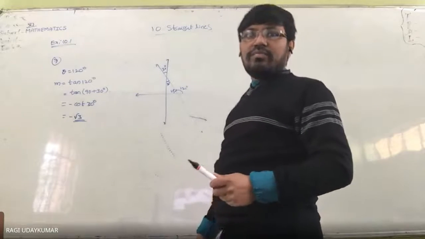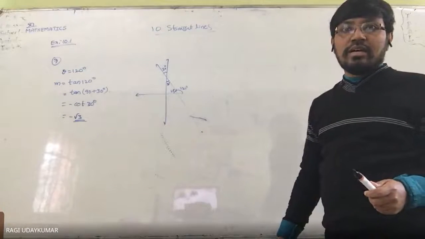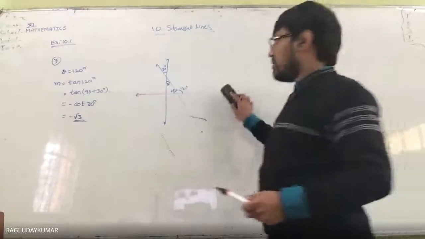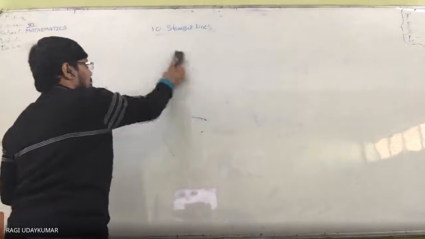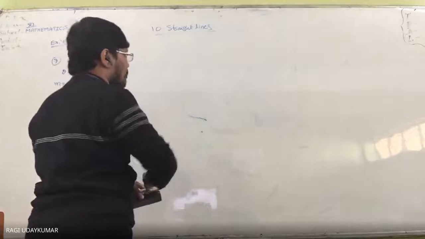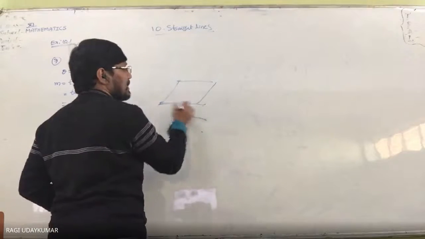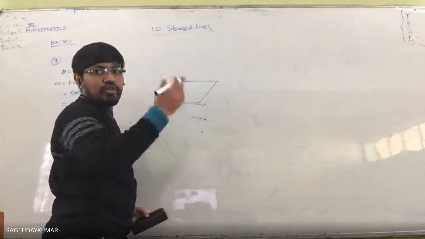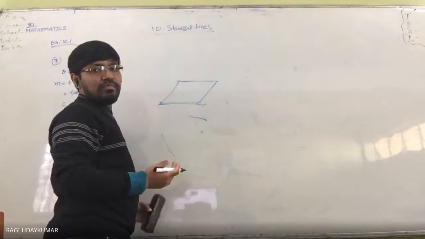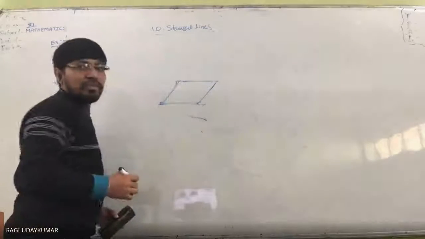Now the next problem: without using the distance formula, the vertices of the parallelogram, using slope only. What is the property of a parallelogram? ABCD: the slope of AB and the slope of CD are equal, and equal slopes mean parallel. These two have equal slopes.